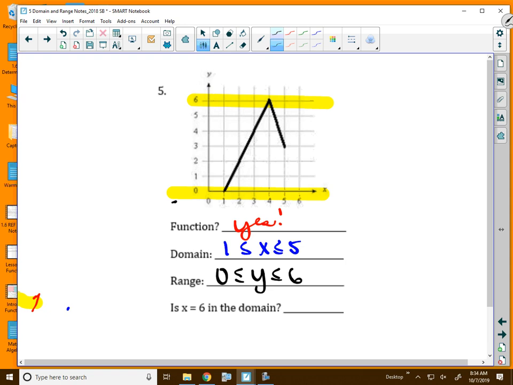Okay, last question. Is x equals 6 in the domain? No. So look up here at your domain. Your domain is only from 1 to 5. So 6 is not in there.